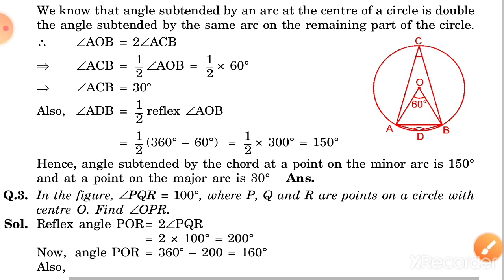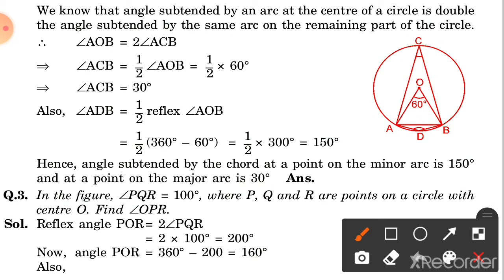So now we need to find angle ADB. So angle ADB is the reflex of angle AOB. The reflex angle we find by subtracting the angle from 360 degrees. So next, 1/2 of 360 degrees minus 60 degrees, it means 1/2 of 300, that is 150 degrees. So the minor arc will create a 150 degree angle.